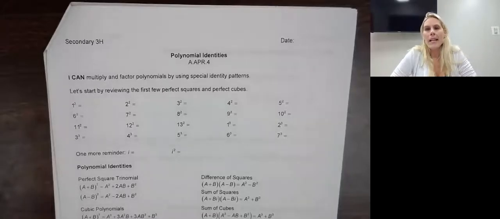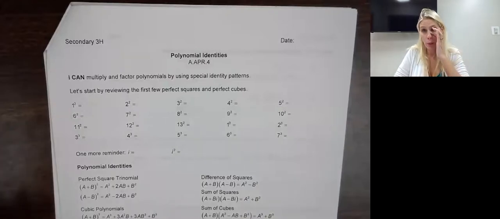All right, so today we're going to do polynomial identities. This is going to help you in the sense that there are some rules with multiplying going forwards or factoring going backwards that you can see patterns and just follow a rule to do it quickly.